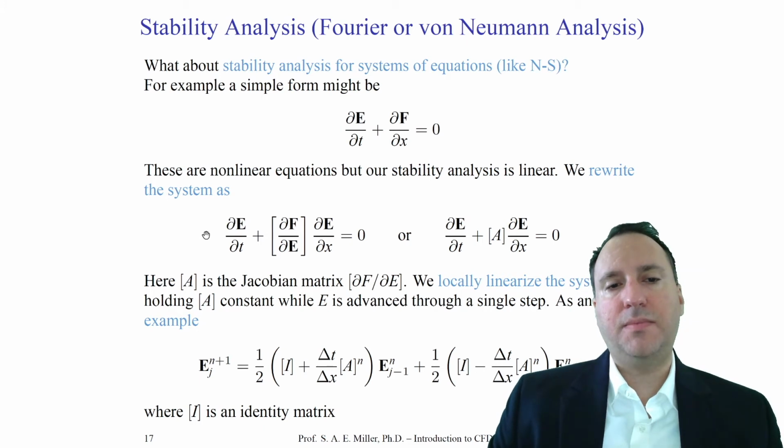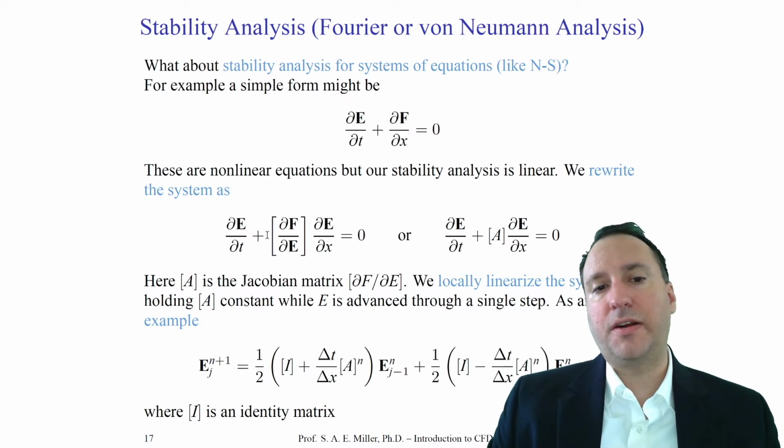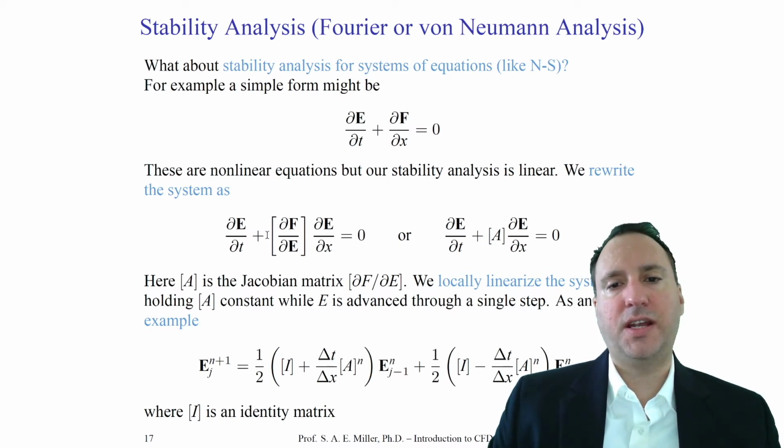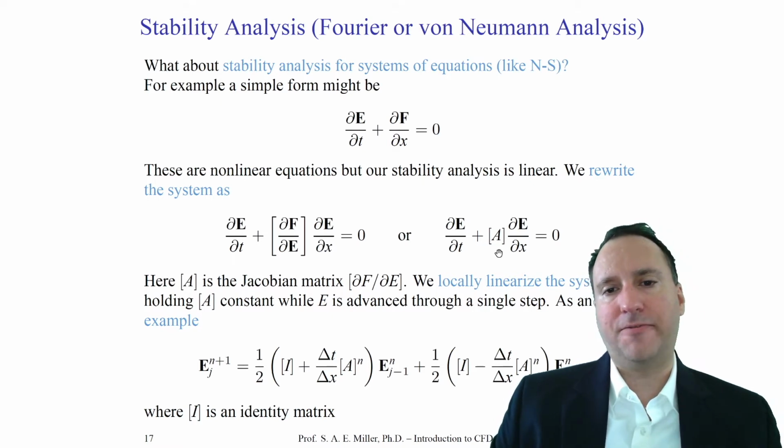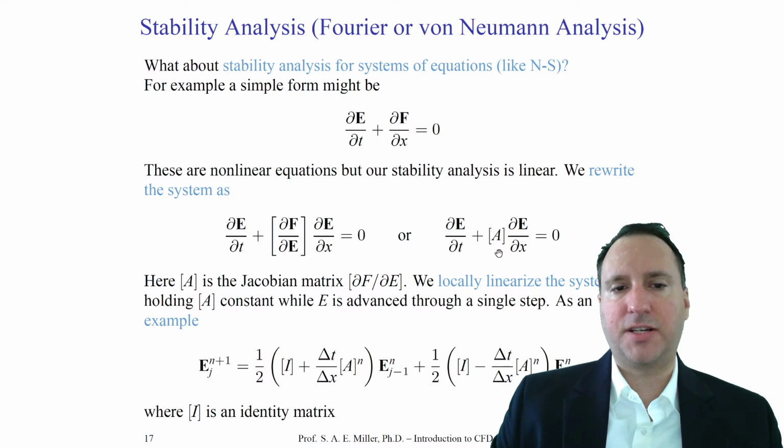Let's do this anyway. We'll rewrite our system this way: partial e partial t plus partial f partial e times partial e partial x. Of course, we retain our same system of equations through a linearization of partial f partial e. We can rewrite partial f partial e as a coefficient matrix A, which is the size, or order, that is, of the number of equations. For Navier-Stokes, it might be 5. That is, it's a 5 by 5 matrix, holding coefficients.